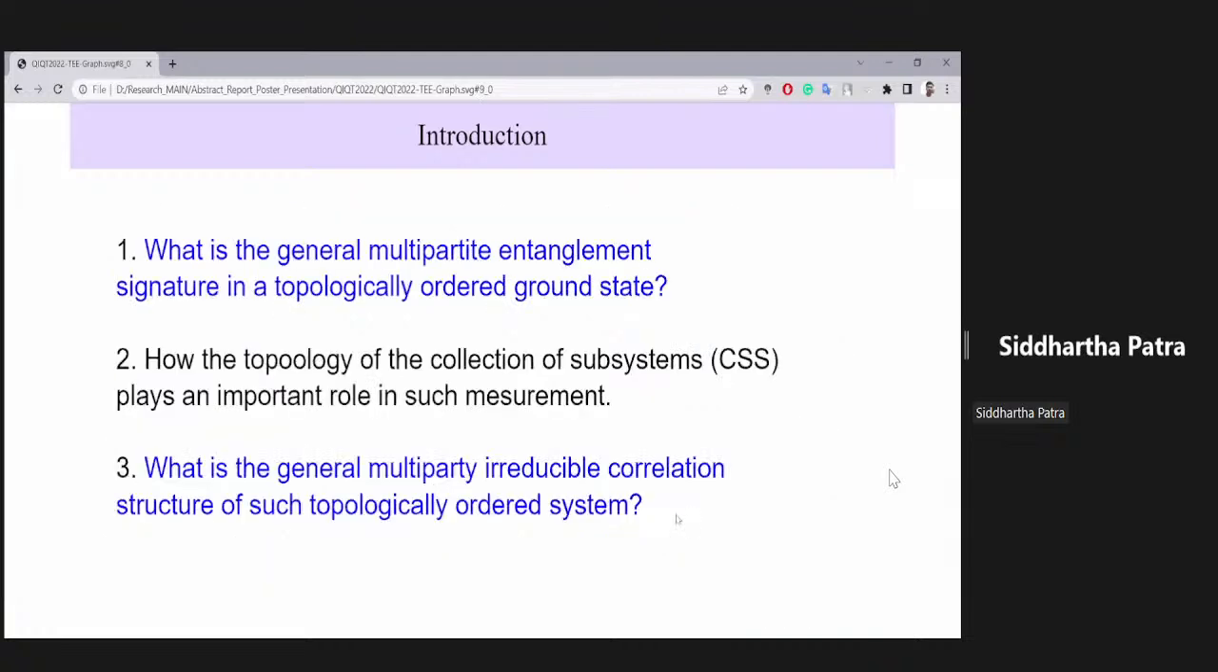So what are the questions? The tripartite information was known, so what is the general multipartite entanglement structure of such topologically ordered systems? How does the topology of a collection of subsystems affect the multipartite information measure? And third, what is the general multipartite irreducible correlation structure of such topologically ordered systems?